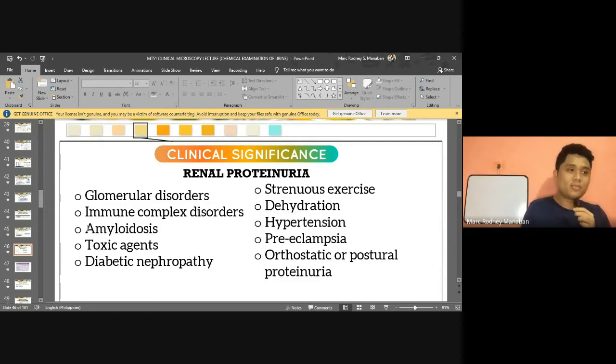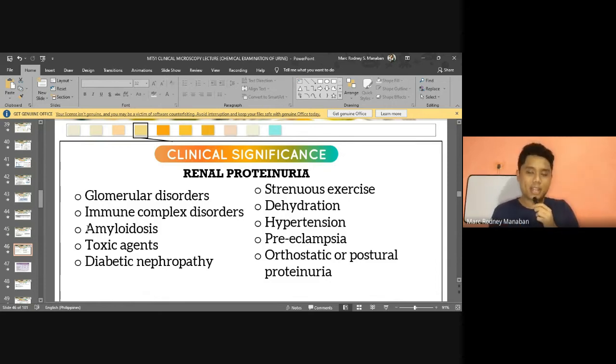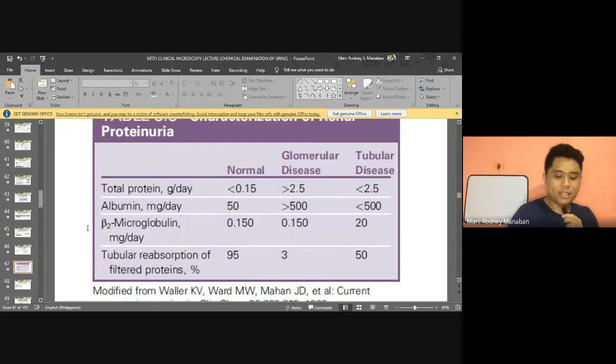You have preeclampsia, seen in pregnant patients. It is exhibited by hypertension and proteinuria in pregnant patients, and of course, orthostatic, as we have discussed. All right. Now, this is from Brunzel.